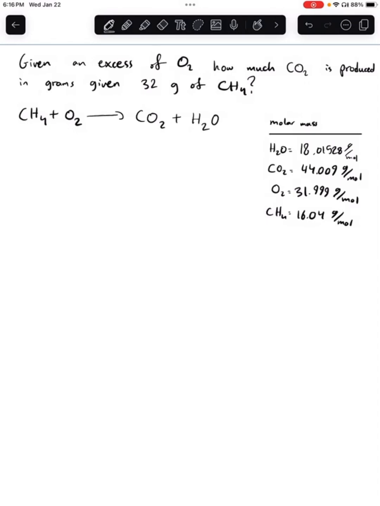In this episode, we will be going over how to balance chemical equations and how to calculate how much product we're going to be producing based on a given amount of reactant. So, in this problem, we have a question that states: given an excess of O2, how much carbon dioxide is produced in grams if we were given 32 grams of CH4? We have the molar masses all listed, and we have the chemical equation.